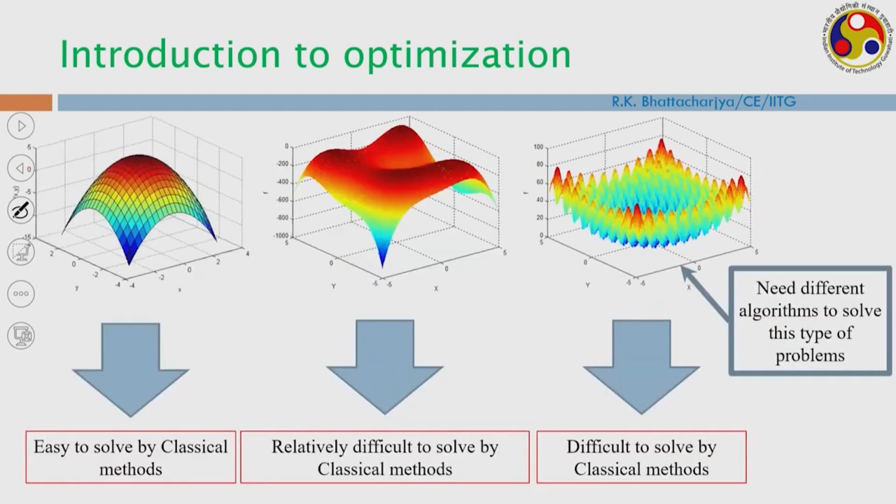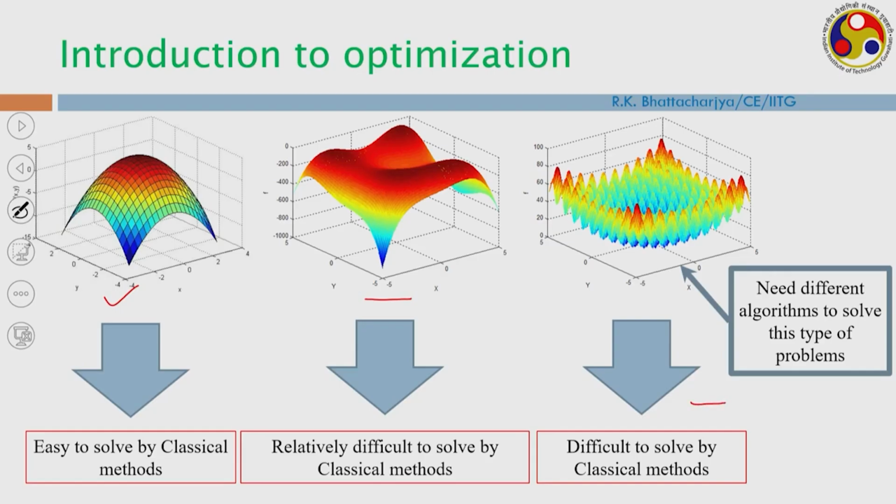So if I look at all these 3 functions, as I said, the first function is easy to solve by a classical method. You can apply a classical method for solving this problem, so you need not apply a non-classical technique for solving these types of problems. If you go to the second problem, it is relatively difficult to solve by a classical method, but still you can apply a classical method and you will get a local optimal solution, or with some iterations you may get the global optimal solution of this problem.